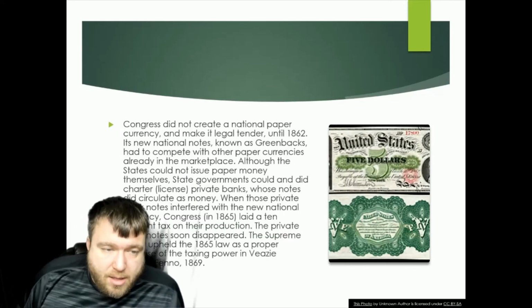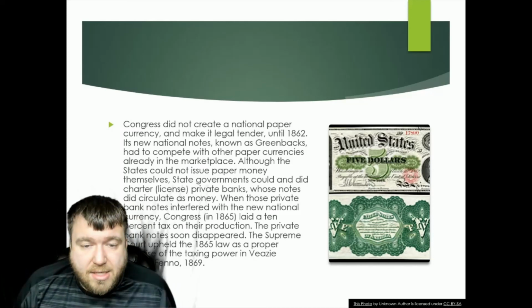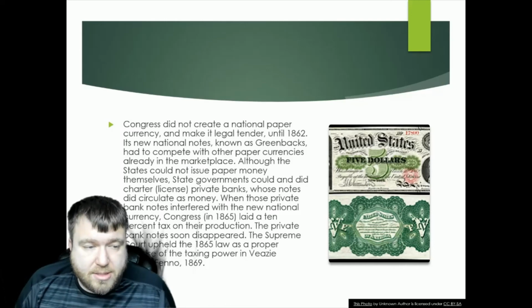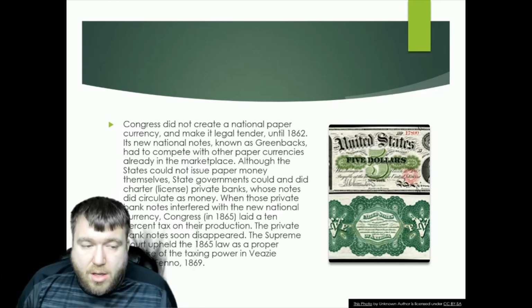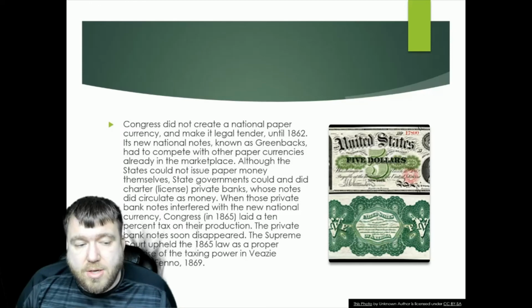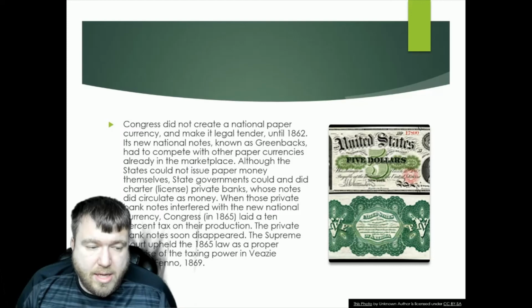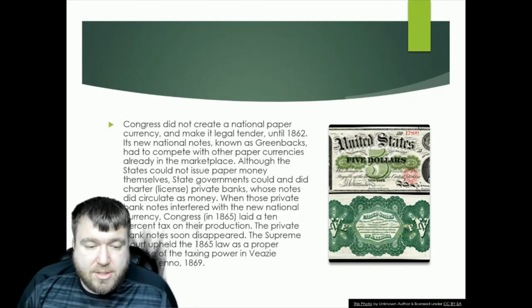Congress did not create a national paper currency and make it legal tender until 1862. Its new national notes, known as greenbacks, had to compete with other paper currencies already in the marketplace. Although the states could not issue paper money themselves, state governments could and did charter private banks, whose notes did circulate as money. When those private banknotes interfered with a new national currency, Congress, in 1865, laid a 10% tax on their production. The private banknotes soon disappeared.